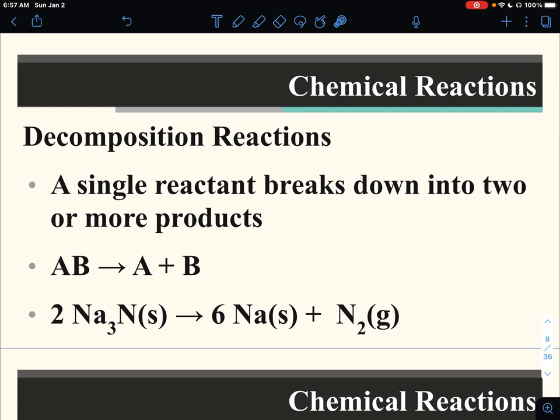Decomposition is the opposite. We're going to have one reactant that breaks up into 2 or more products. So you'll see that it's really just the opposite. We have AB as our reactant, and then it splits up into A and B. And here is an example of what one of those would look like.